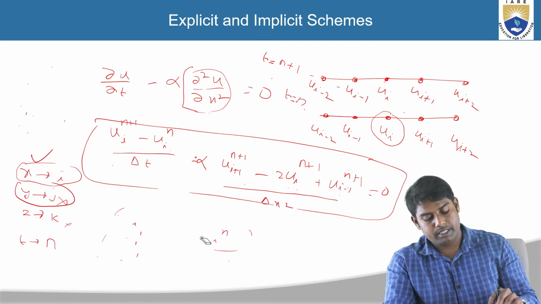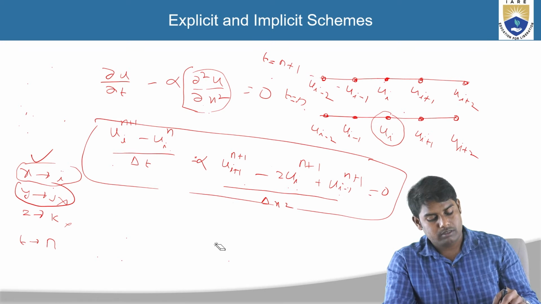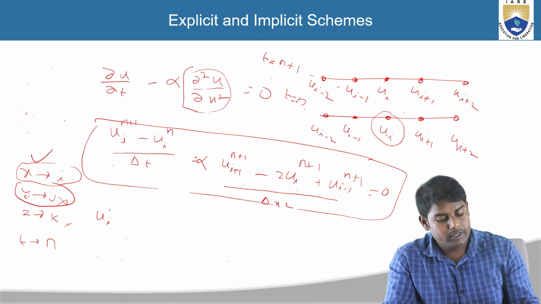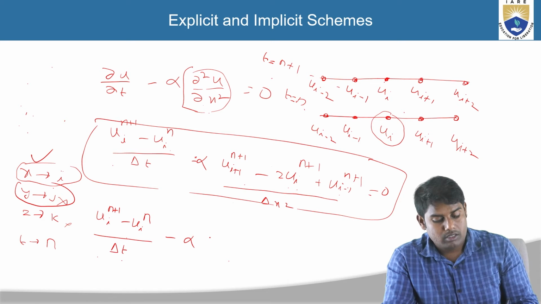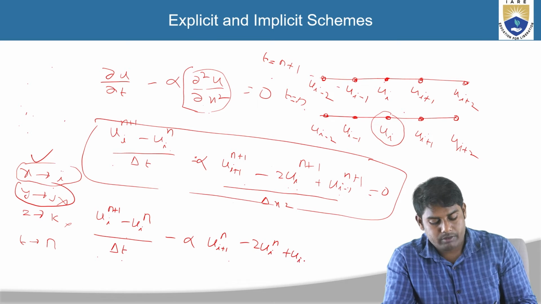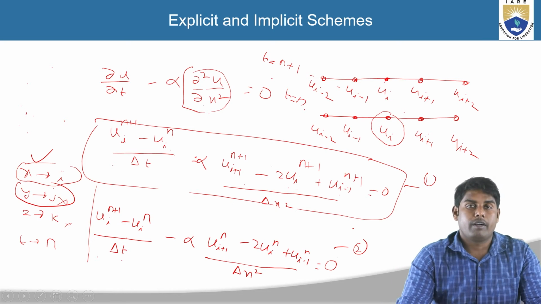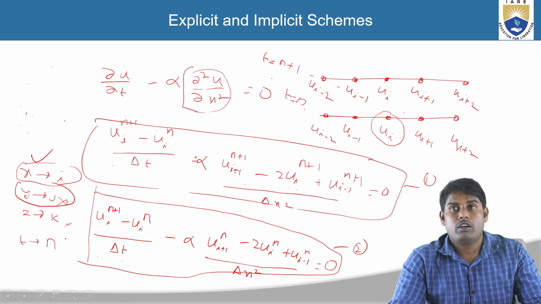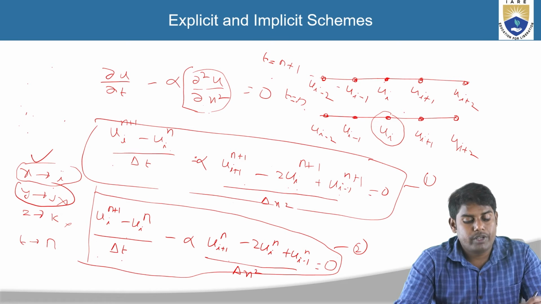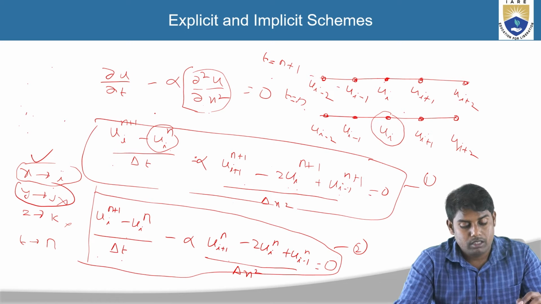Let's write down the explicit scheme under this one. So what we have: u of I to the power of n plus 1 minus u of I to the power of n, divided by delta t, minus alpha times u of I plus 1 to the power of n minus 2 u of I to the power of n plus u of I minus 1 to the power of n, divided by delta x square, equal to 0. Compare, let's say this is expression 1 and this is expression 2. If we compare expressions 1 and 2, in expression 1 we have only one known value. In expression 2, we have only one unknown value.